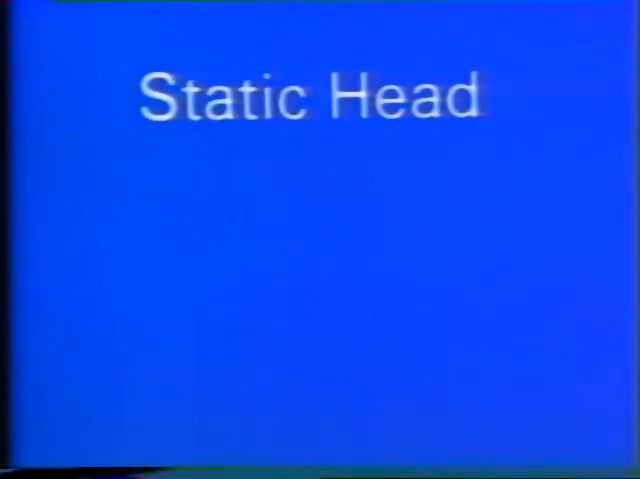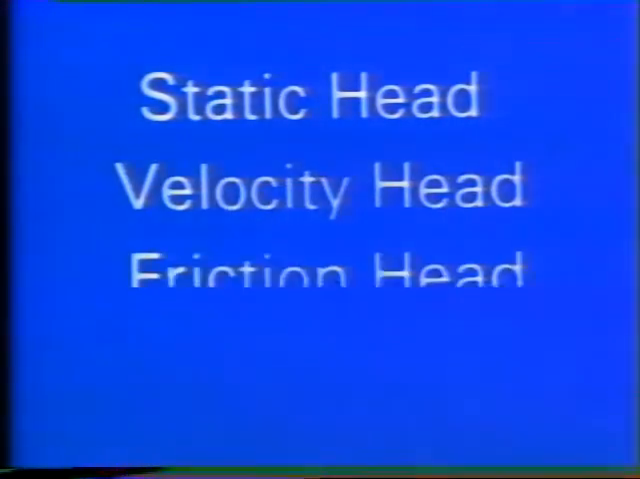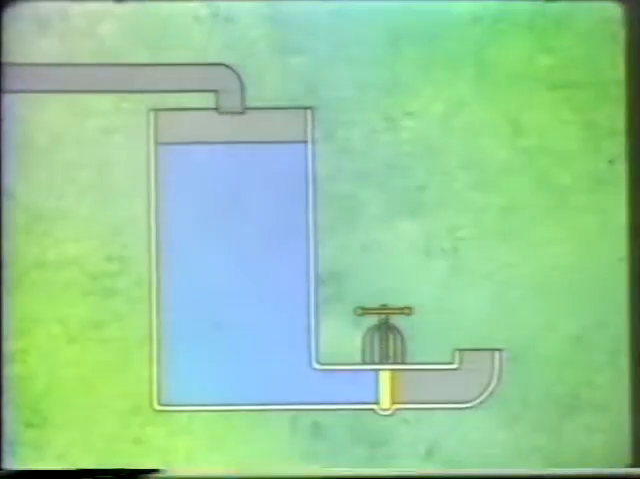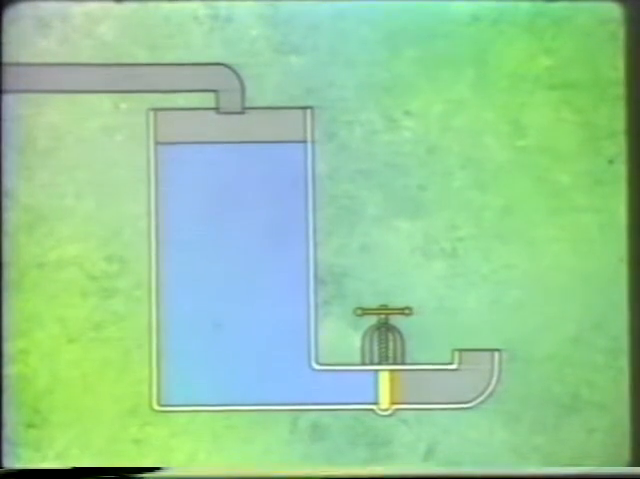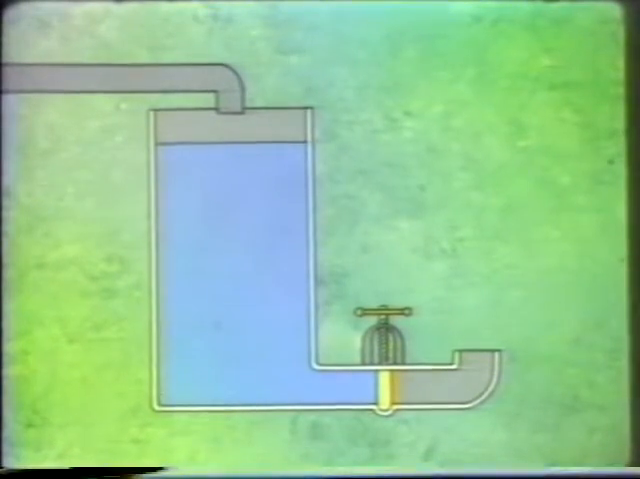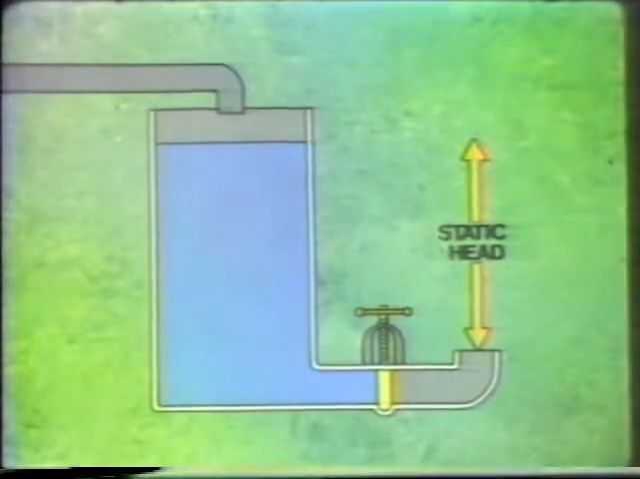When there is flow in a system, head can be broken down into 4 types: static head, velocity head, friction head, and total head. Now, we'll explain what each of these terms means by using this simple gravity-fed system. But keep in mind that the principles discussed here also apply to a pump-fed system. Now, we'll explain static head first. The vertical distance, usually expressed in feet, from the top of a column of fluid to its discharge is called the static head.